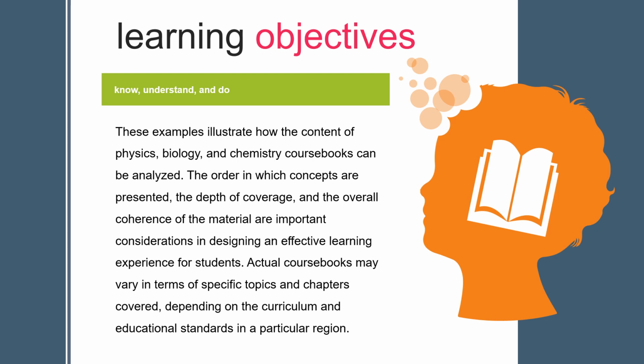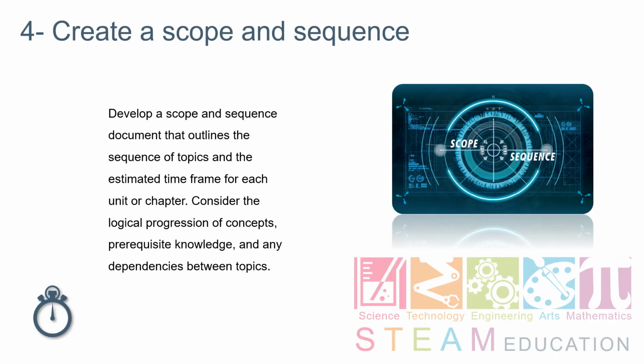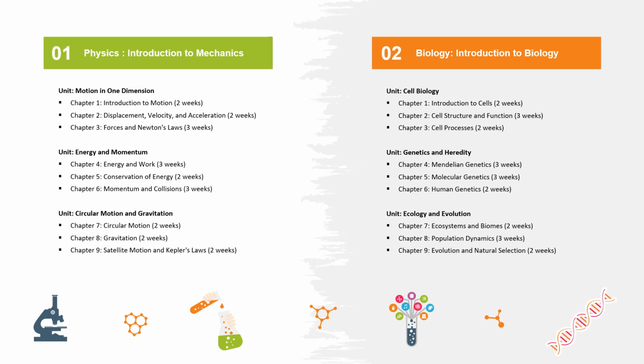Actual coursebooks may vary in terms of specific topics and chapters covered, depending on the curriculum and educational standards in a particular region. 4. Create a scope and sequence. Develop a scope and sequence document that outlines the sequence of topics and the estimated time frame for each unit or chapter. Consider the logical progression of concepts, prerequisite knowledge, and any dependencies between topics. Here are examples of scope and sequence information outlining the sequence of topics and estimated time frames for each unit or chapter.